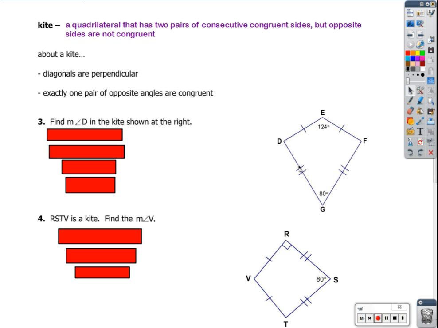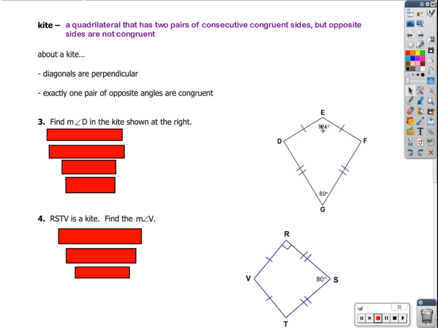So if you look at kite DEF, angle D and F are the congruent angles because D is between these two different sides and F is between these two sides that are of different lengths. So to find the measure of angle D, this is a quadrilateral. Quadrilaterals' interior angles add up to 360 degrees.